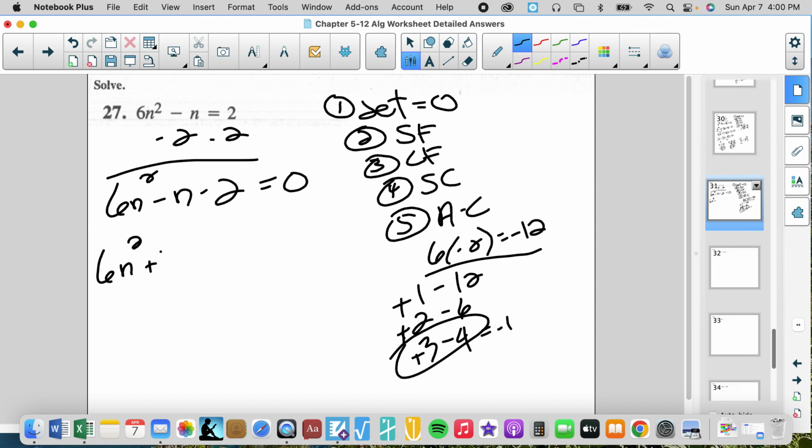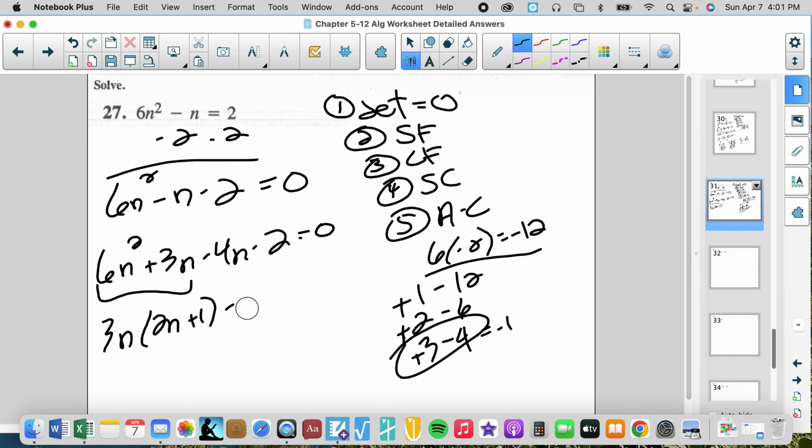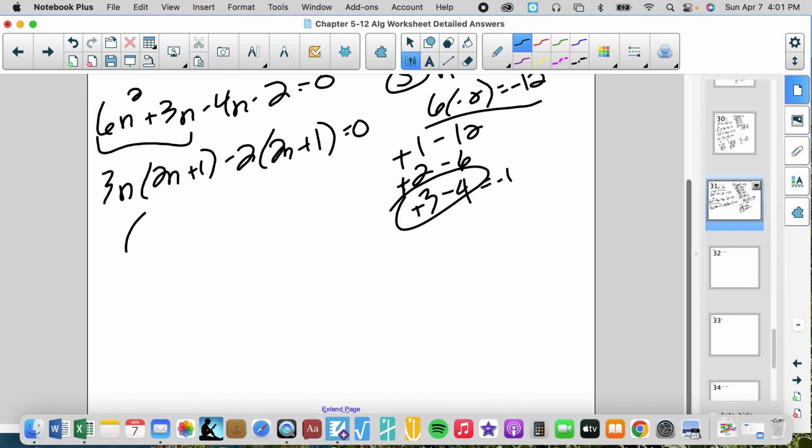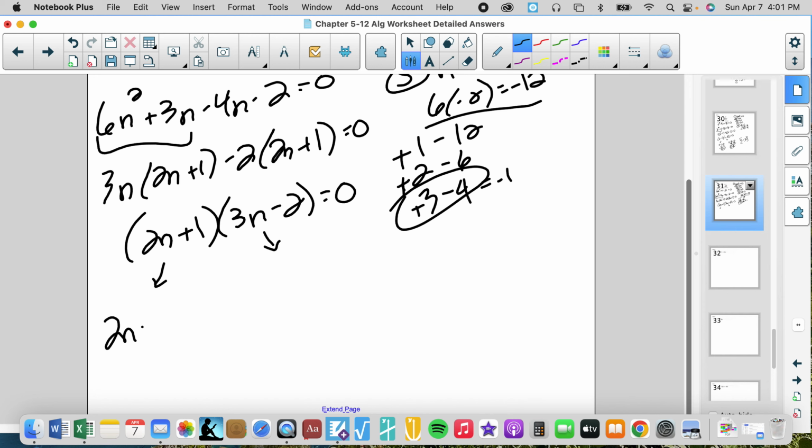6n squared plus 3n minus 4n minus 2 equals 0. Factor a 3n, that's cool. 2n plus 1, factor out a negative 2, which is 2n plus 1. So we have 2n plus 1 times the quantity 3n minus 2 equals 0. Set them each equal to 0. 2n plus 1 equals 0. 3n minus 2 equals 0.